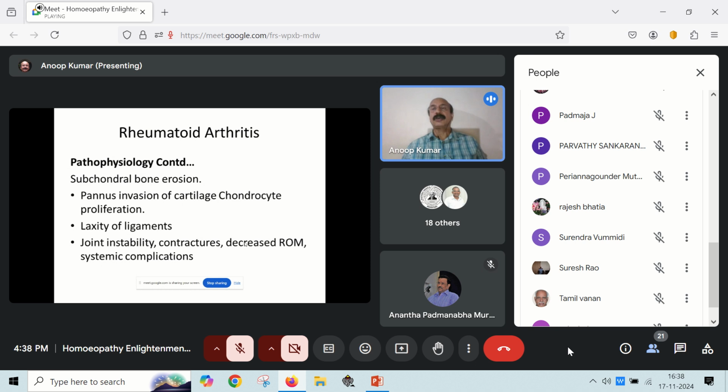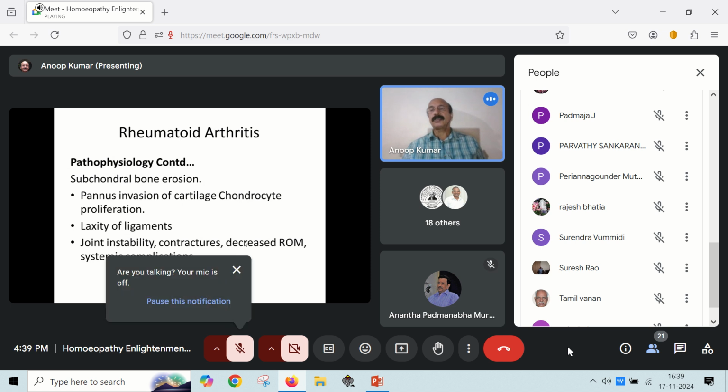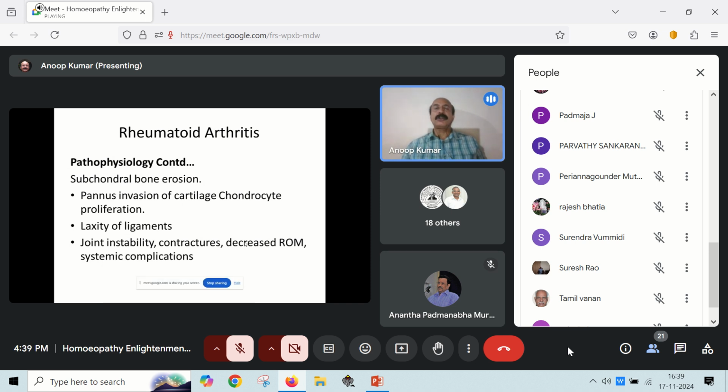Pannus invasion of the cartilage and chondrocyte proliferation. So Pannus is the tissue which we discussed now, and it goes into the chondrocytes, that is the cartilage tissues, and occupies the space where the cartilage is supposed to join. Then laxity of ligaments. The ligaments will weaken, and they will not be able to hold the bones together, so the shape will be distorted. Joint instability, contractures, decreased range of movement, and systemic complications. So all these things, our range of movement will be decreased. The joint will be unstable, and contractures will cause difficulty in movements. So that is the total pathophysiology we can see with rheumatoid arthritis.